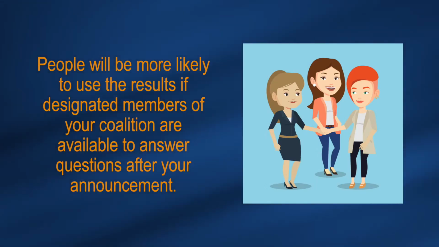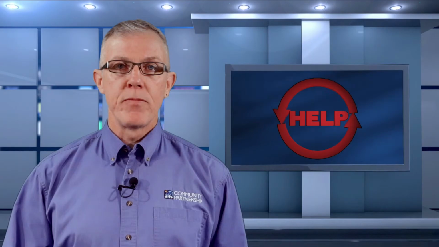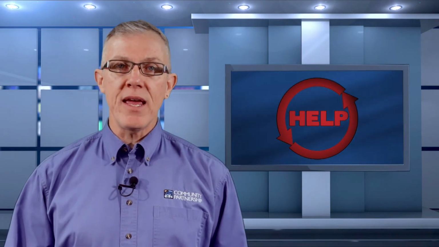People will be more likely to use the results if designated members of your coalition are available to answer questions after your announcement. Also, consider competing information. Are there results from similar programs that confirm or deny your results? Are there other topics vying for attention? By following these simple strategies, your evaluation process will help pave the way to sustainability.